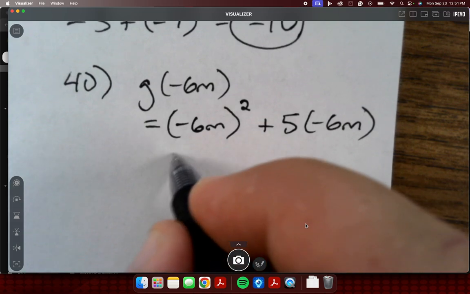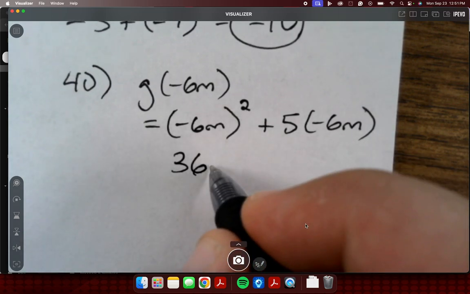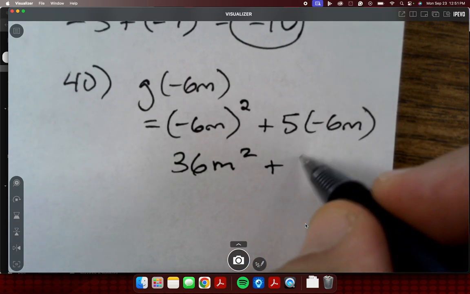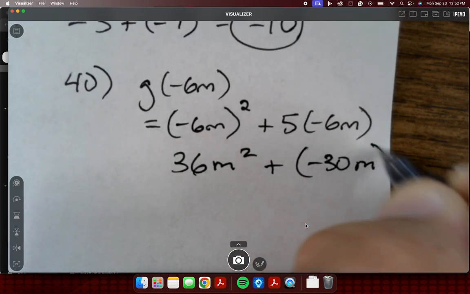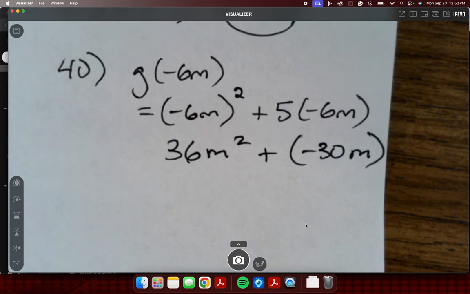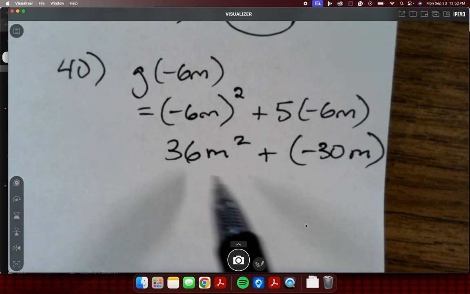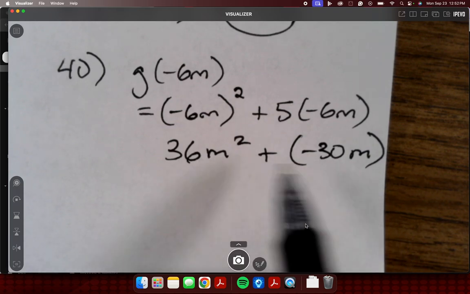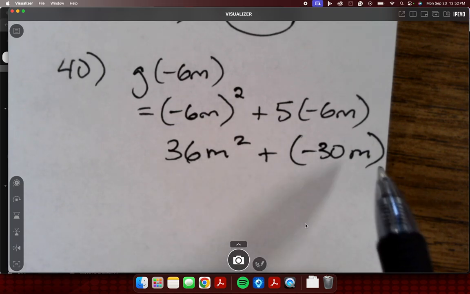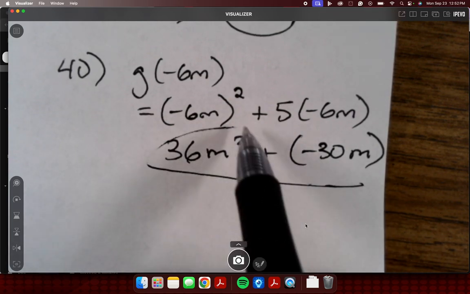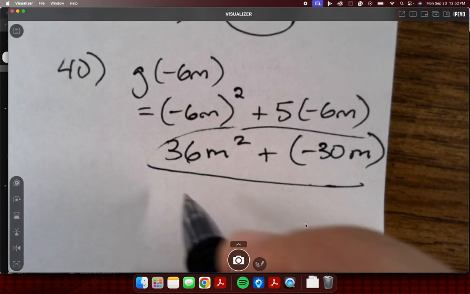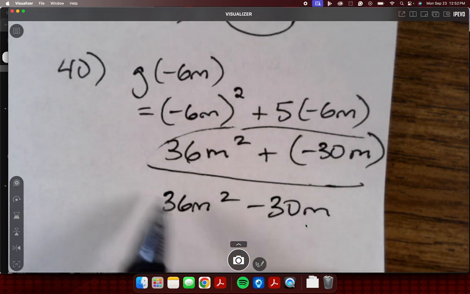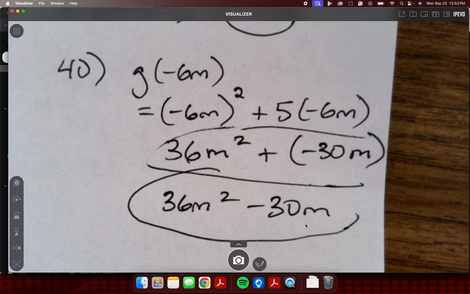Negative 6 squared is positive 36. M squared is m squared. 5 times negative 6 is negative 30, and we keep the m. And that's as far as we can go, because those are not like terms, because like terms have to have not only the same variable, but the same exponent. That has a squared, that doesn't. So that would be our final answer right there. Or another way it could be written is this way. That'd also be a fine way to answer. Both are equally good.